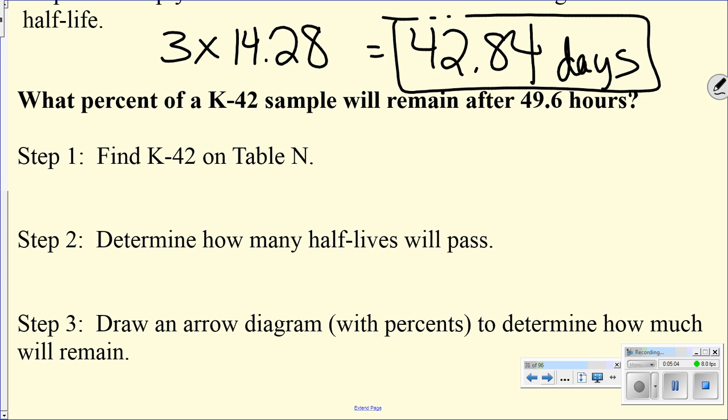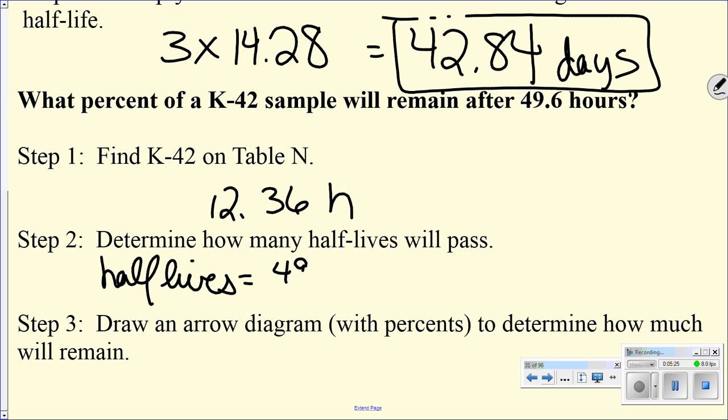12% of a K42 sample will remain after 49.6 hours. So you're going to find potassium 42, which is 12.36 hours. And we're going to determine how many half-lives will pass. So our number of half-lives is going to be 49.6 hours over 12.36 hours. When we divide these, we get just about 4.01, close enough.